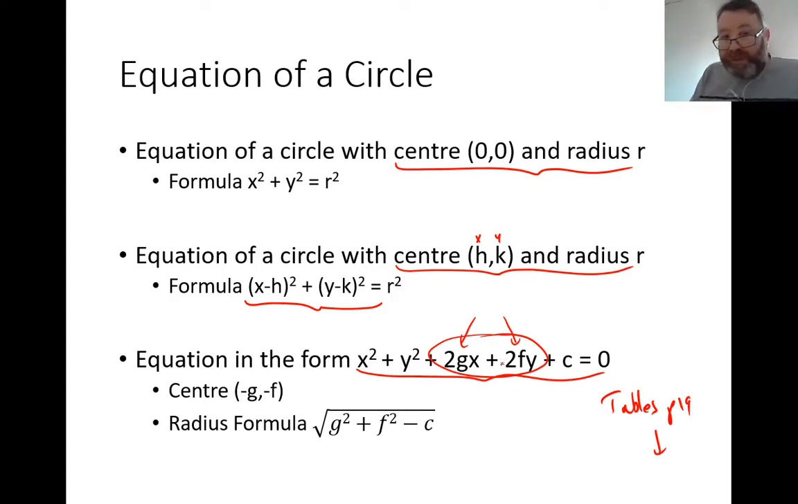The radius you cannot read out of the equation. In this form, the radius has to be calculated.